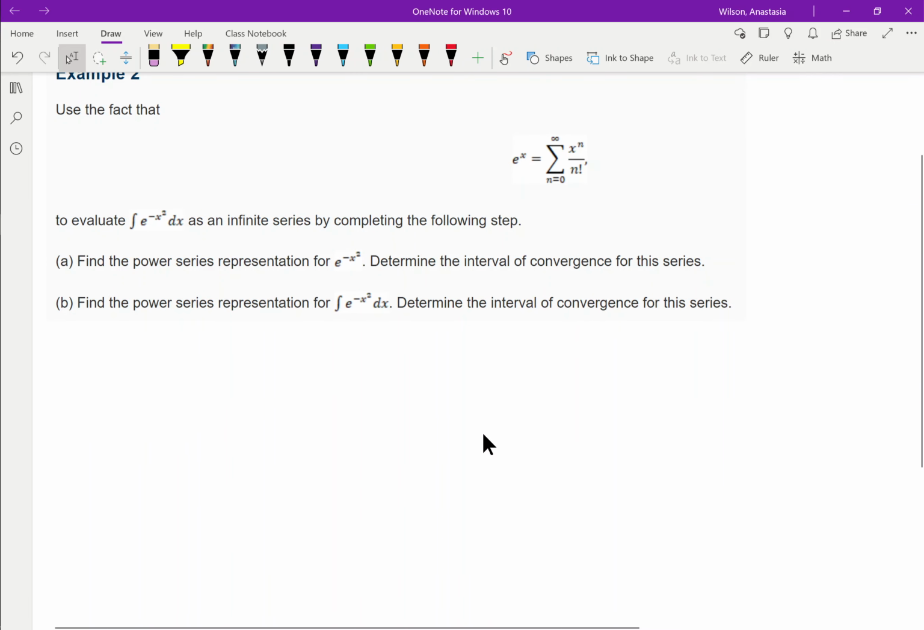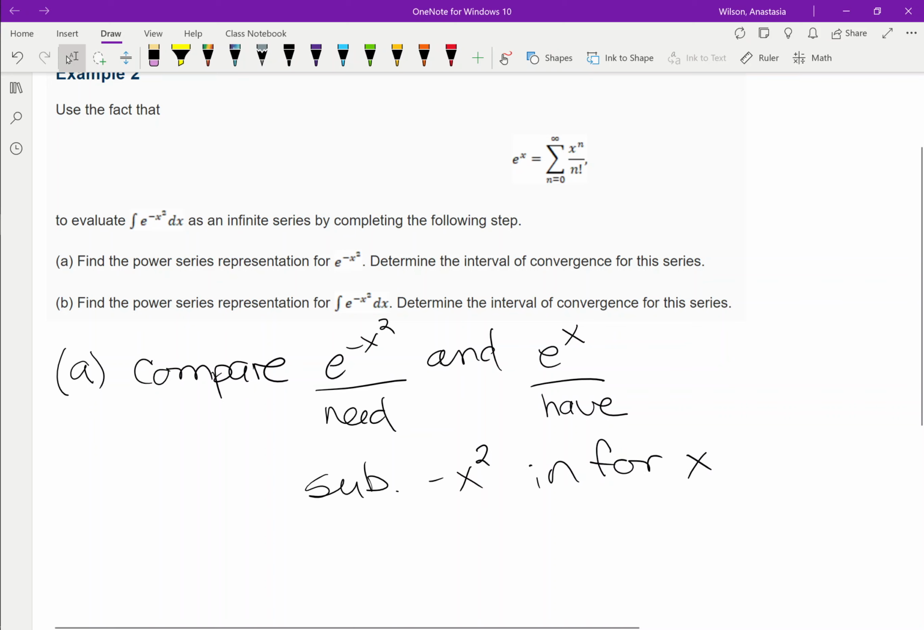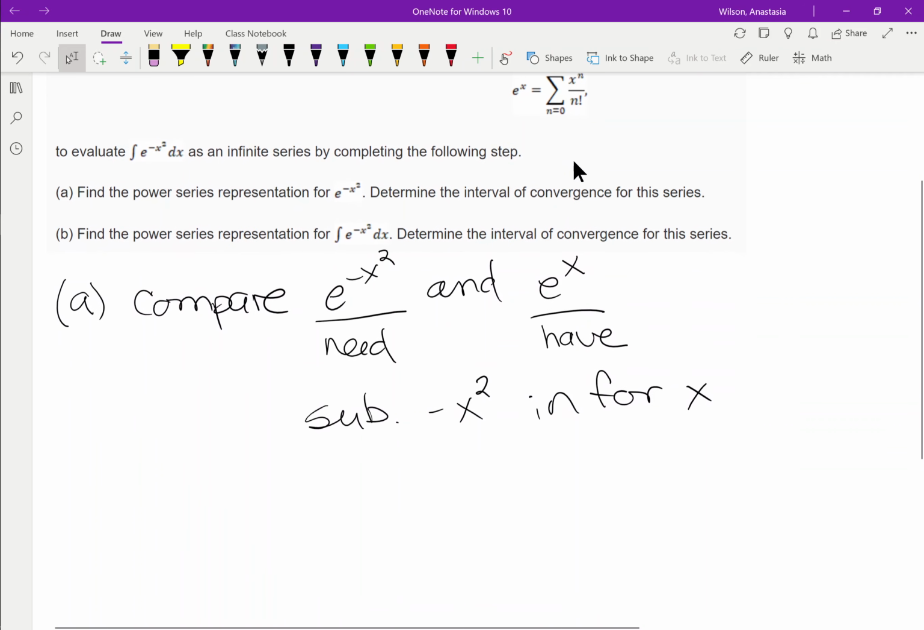So for part A, what we need to do is compare e to the negative x squared and e to the x. This is the function that we have, and this is the function that we need. So what do we do to e to the x in order to get e to the negative x squared? Well, that means that we are going to substitute a negative x squared in for x. If we do that in the function here, then we will obtain our new function. So we need to do the same thing in the series.